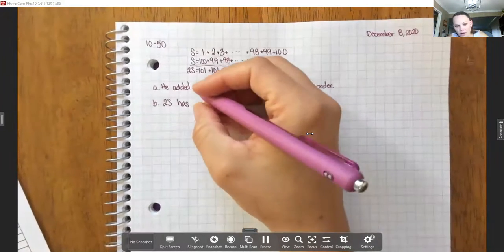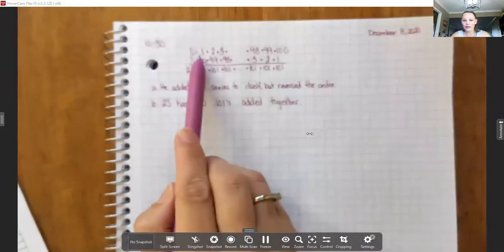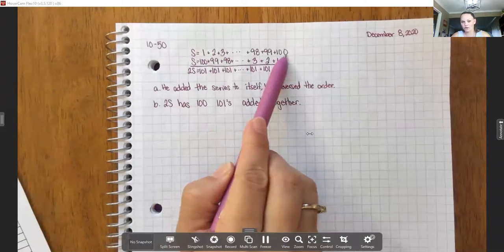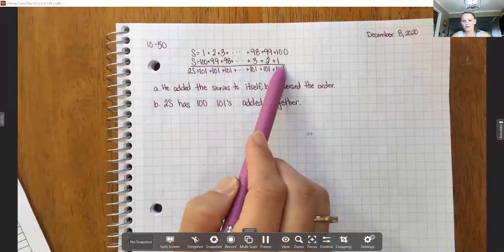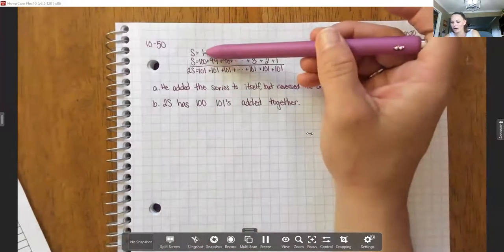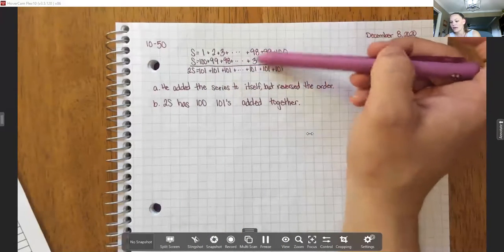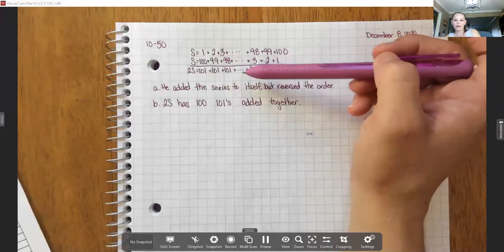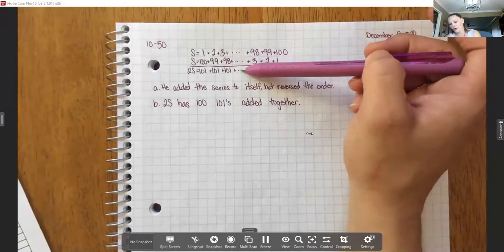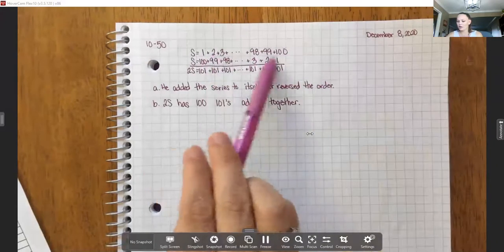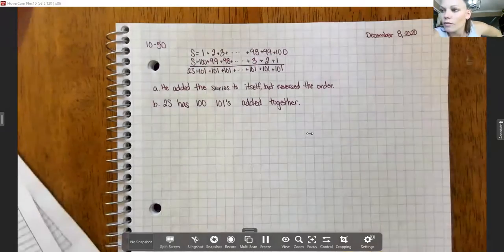So he actually has 100 101s added together. Because this right here, 1 plus 2 plus 3 all the way to 100, there's 100 terms there. This 100 plus 99 plus 98 all the way to 1, there's also 100 terms there. So he's just adding straight down. 1 plus 100 is 101. 2 plus 99 is 101. 3 plus 98 is 101. And same thing over here. That'll happen everywhere in the middle also. Like 45 plus 56, that'll also give us 101. So since there's 100 terms, he has 100 101s added together.